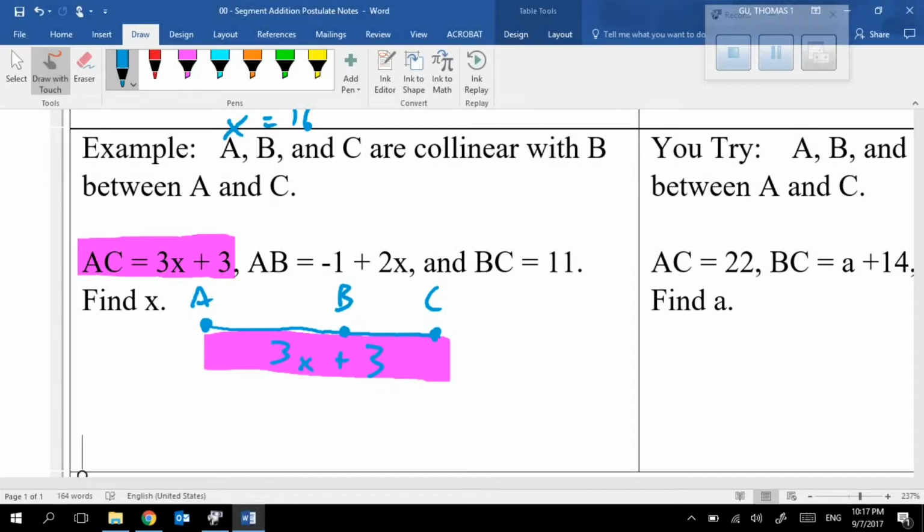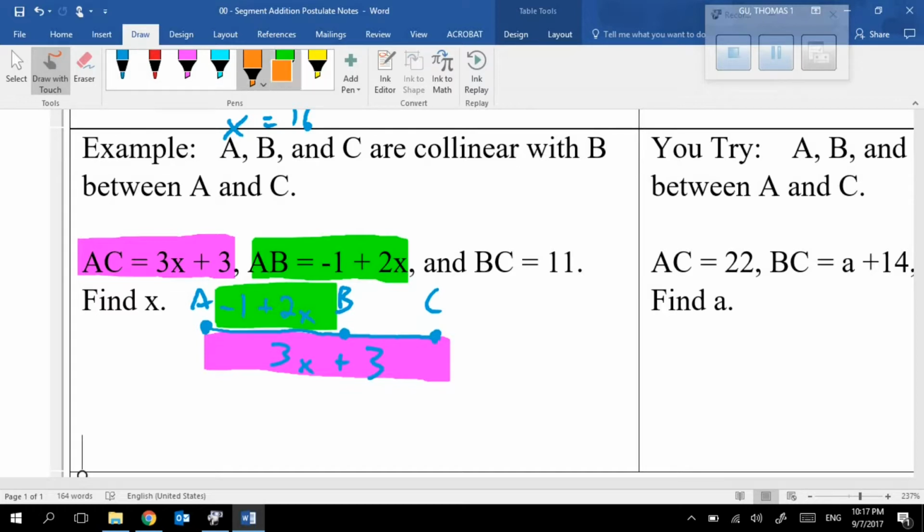Okay? And now we know that AB equals -1 plus 2x. So this spot right here, that is -1 plus 2x. And BC, right here, equals 11. So that's 11. So how do you think we would set up this equation? We're trying to find x. That's what it tells us, to find x.